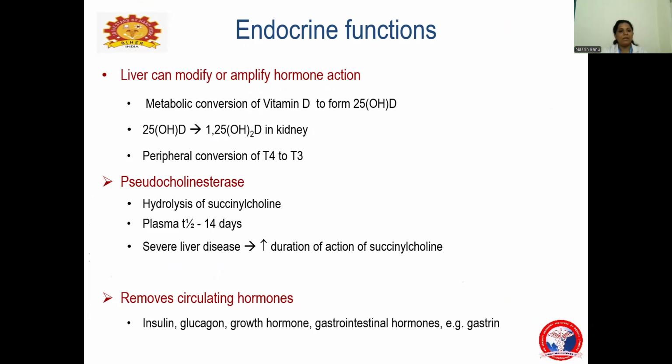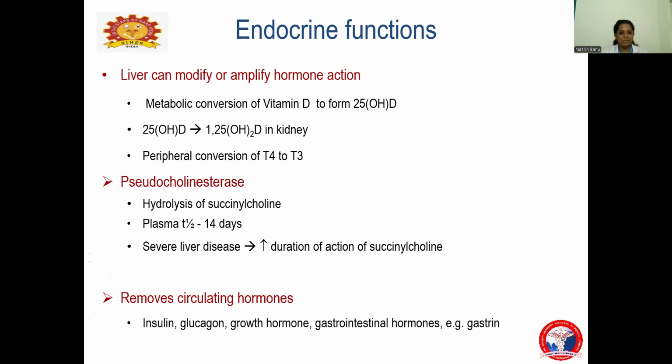Endocrine functions. The liver can modify or amplify hormone action, that is, metabolic conversion of vitamin D to form 25 hydroxy D. 25 hydroxy D is converted to 1, 25 dihydroxy D in the kidney. Peripheral conversion of T4 to T3. All these are the hormonal actions that occur in the liver.